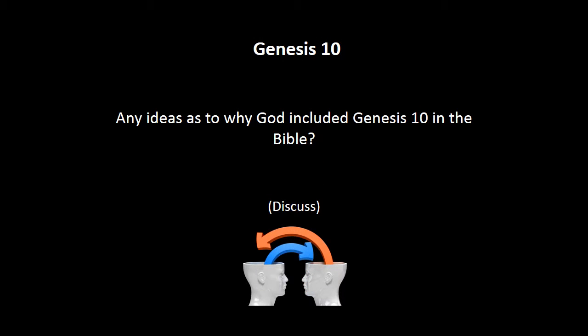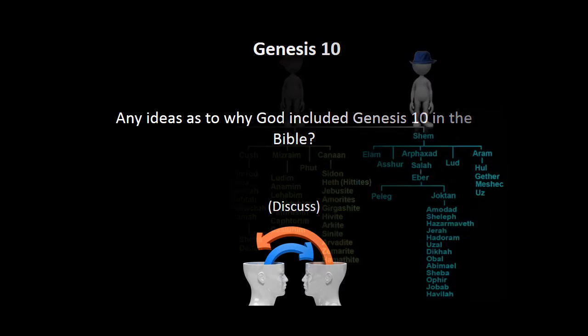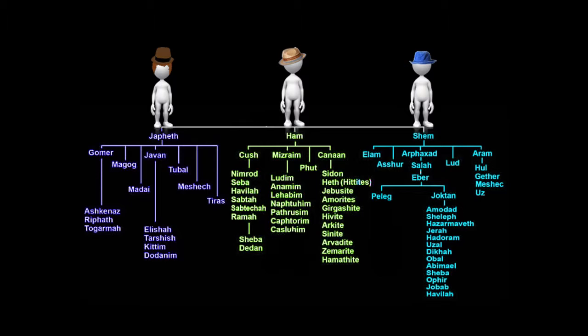Any ideas as to why God included Genesis 10 in the Bible? Why is this chapter in the Bible? Well, Genesis 10 is here for a very simple reason. It's a transition chapter from the early ancient world, over into the world of the descendants of Shem. And then to focus, particularly on one man, and on his family, namely, Abraham.